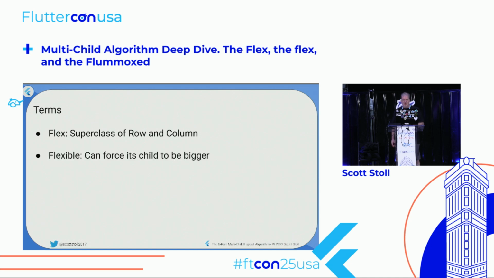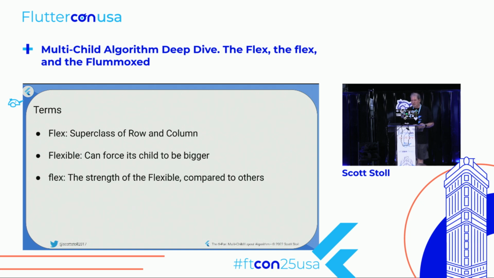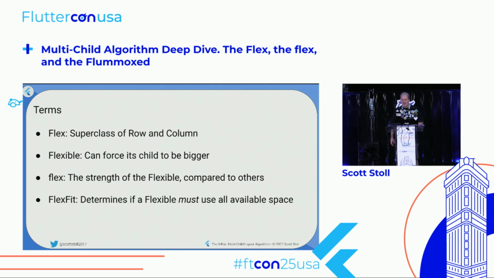Next is the flexible. It can force its child to be bigger than the child wants to be, however, it does not have to. Next is the flex, the other flex, which determines the strength of the flexible compared to other things that have a flex. Next after that is the flex fit, which determines if a flexible must use all the available space. And then we have the fit, which is a parameter of the flexible that takes something called a flex fit.